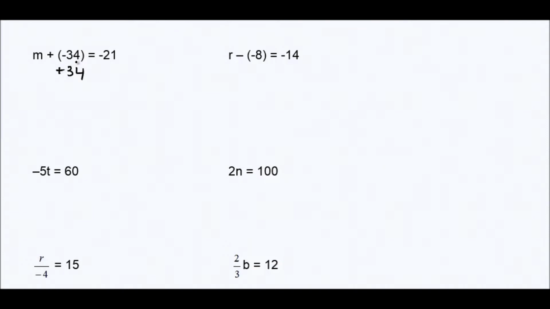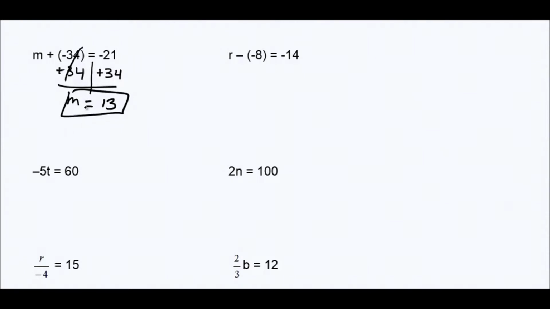Or because it's a negative 34, to zero it out, you've got to put a positive 34, because that equals 0 when you combine those two. What you do to one side of the equation sign, you do to the other side. So that's 0. So now you have m equals negative 21 plus 34, which is the same as 34 minus 21. Well, 34 minus 20 is 14, and then minus another one is 13. So that's your answer.